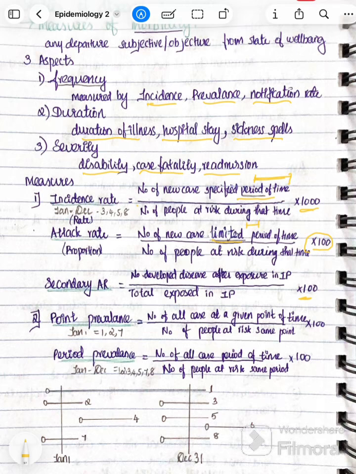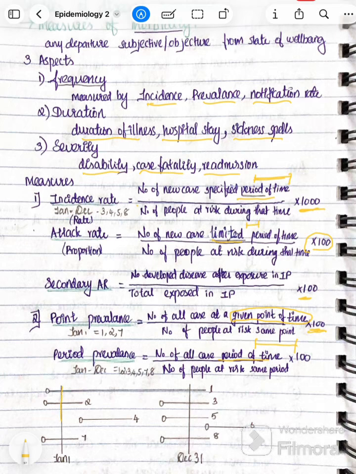Point prevalence is the number of all cases, new and old, at a given point of time divided by the number of people at risk at the same period, into 100. For incidence, the multiplier is always 1000; for prevalence, 100. Now period prevalence: the number of cases, old and new, for a period of time. From this period to this period, how many cases, new and old, divided by the number of people at risk, into 100.